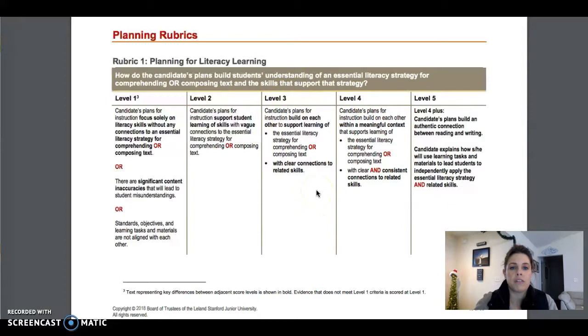So for your planning, how do the candidate's plans build students' understanding of an essential literacy strategy for comprehending or composing text and the skills that support it? We're looking for you to make sure that your 3 lessons build on each other and they support the learning of comprehension or composing text with clear connections to those related skills. And it talks about that up in that planning commentary above this. That's where you want to look further into that. So is this sequential and is it focused on comprehending or composing text?